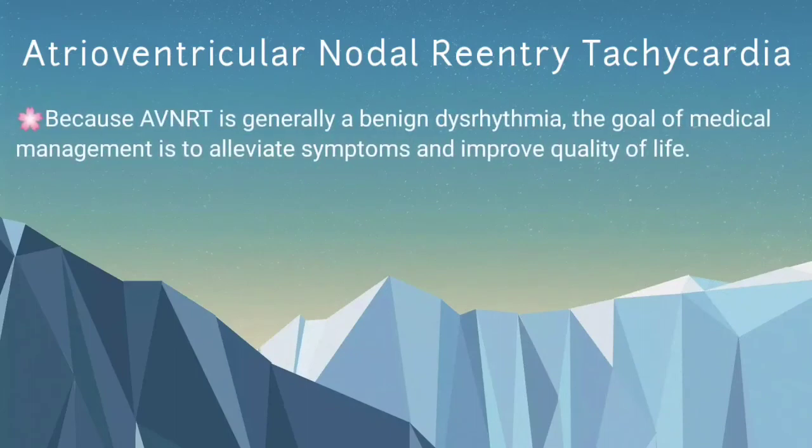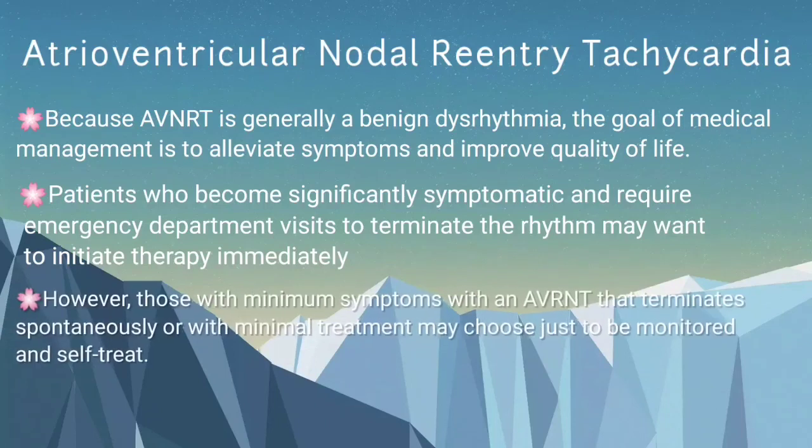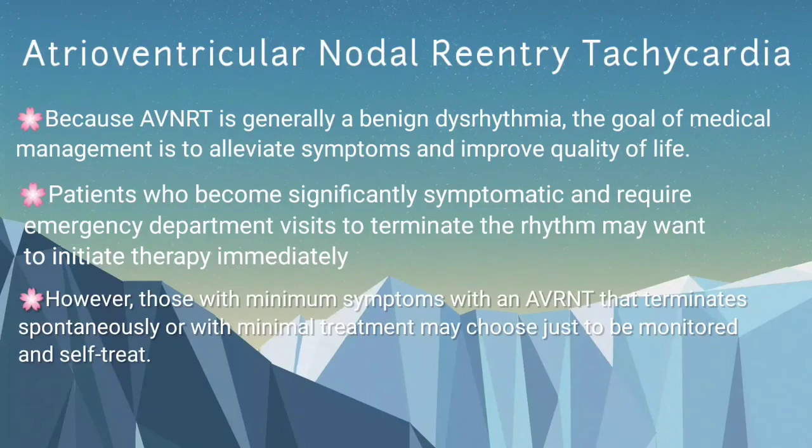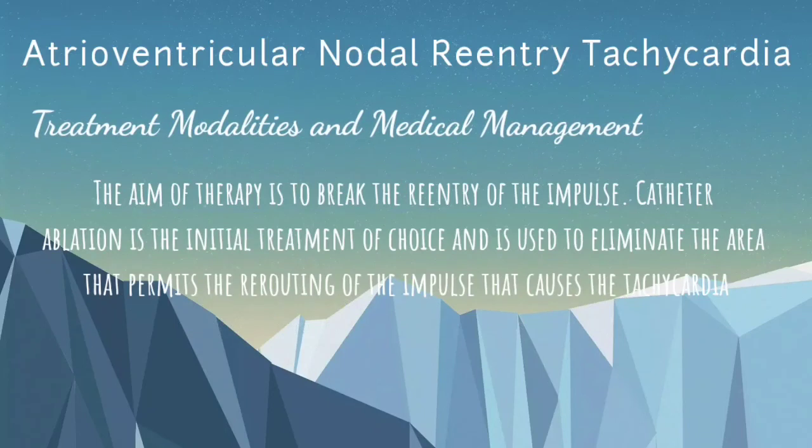Because AVNRT is generally a benign dysrhythmia, the goal of medical management is to alleviate symptoms and improve quality of life. Patients who become significantly symptomatic and require emergency department visits to terminate the rhythm may want to initiate therapy immediately. However, those with minimum symptoms with an AVNRT that terminates spontaneously or with minimal treatment may choose just to be monitored or self-treat. The aim of therapy is to break the reentry of the impulse.